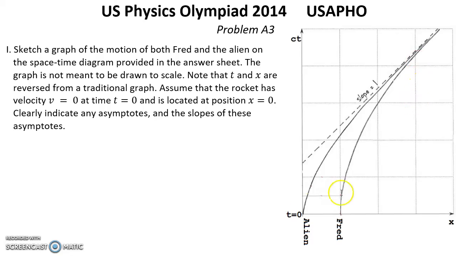And the question is, what is the distance between the alien and Fred finally? Because in a moving frame of reference the distance becomes shorter. It means that these two curves have the same asymptote, which has slope c, the speed of light. And both trajectories look like some kind of hyperbola. Basically, this is the answer for question 1.